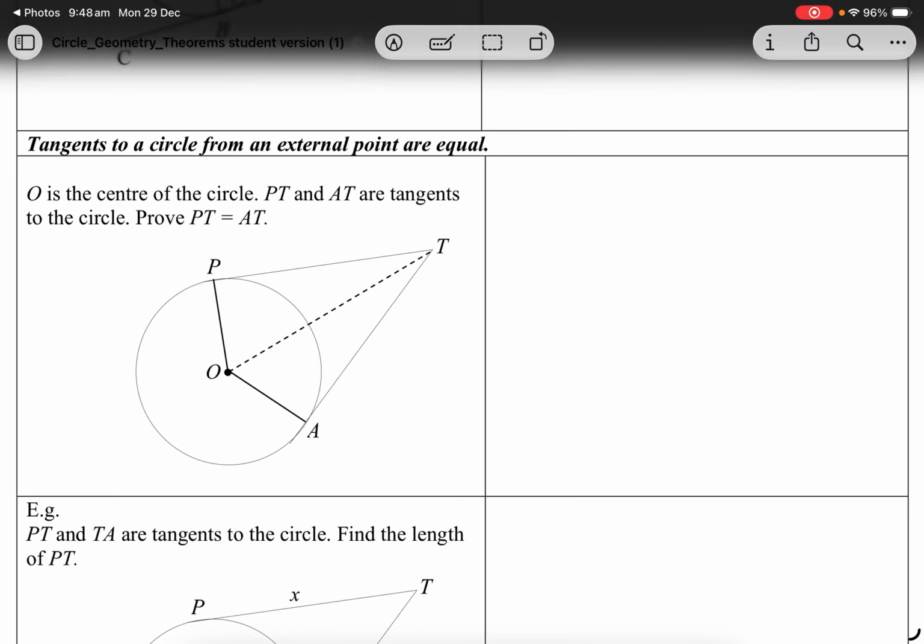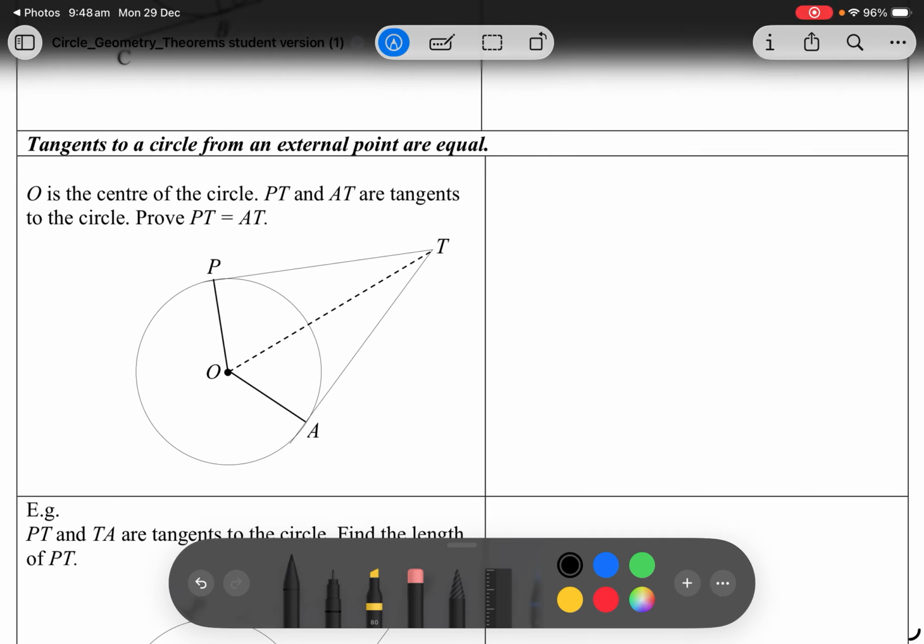So we can extend this dotted line from O to T. And what we notice is we've broken this up into two triangles. Now, with these two triangles, we are going to introduce them first, and we're going to try to prove they're congruent like we've done before, and then make a statement about the corresponding sides in congruent triangles being equal. So first, we're going to introduce our triangles.